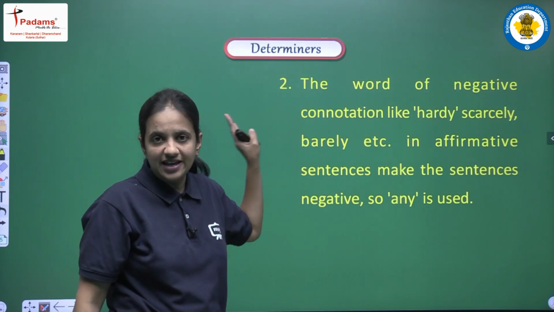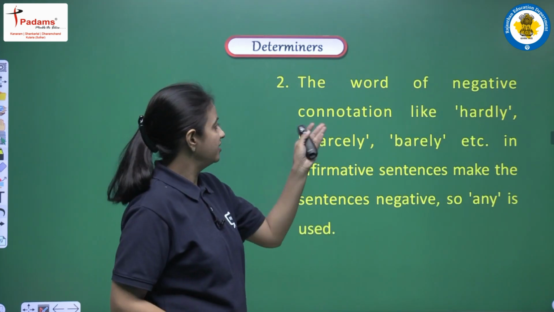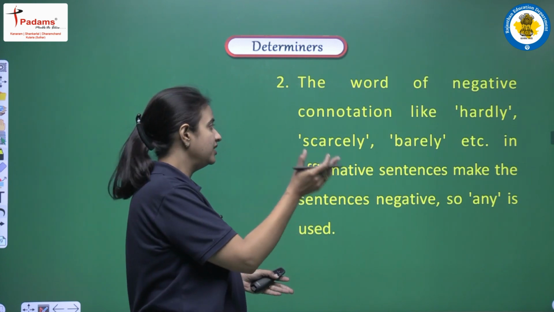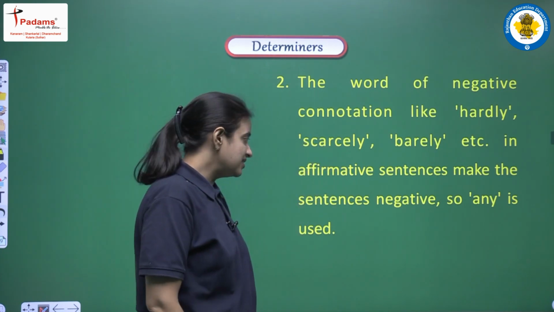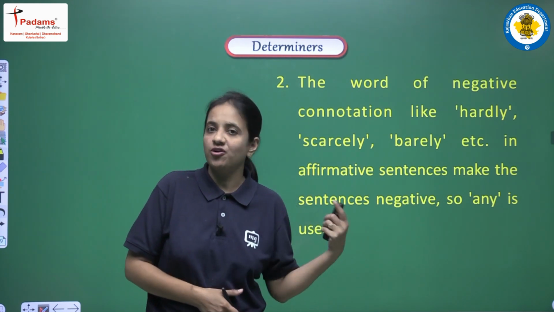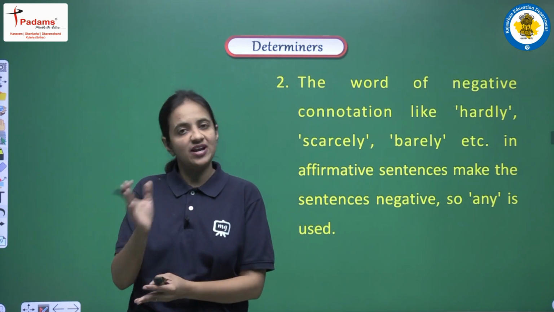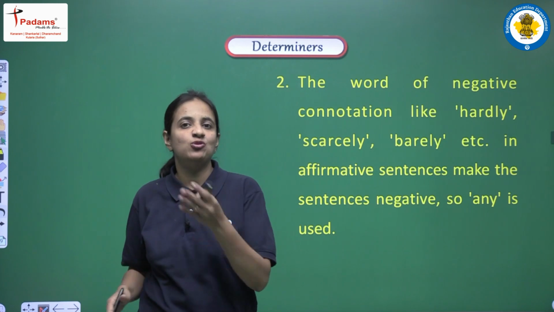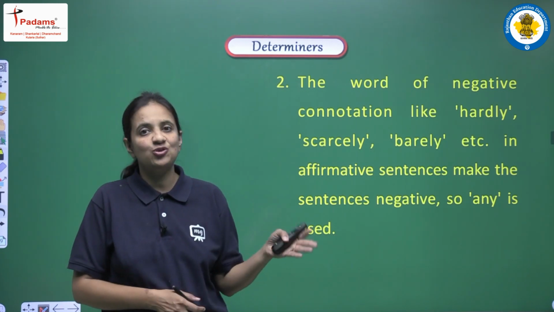Next we have the second use. So let's see. Words of negative connotation like hardly, scarcely, barely, etc. in affirmative sentences make the sentences negative, so any is used. Now this is clear: if we have a positive sentence then we have to use some, and if we have a negative or interrogative sentence then we have to use any.